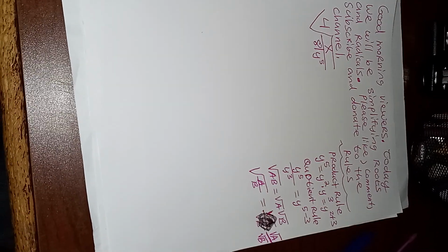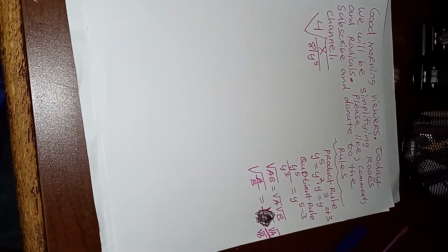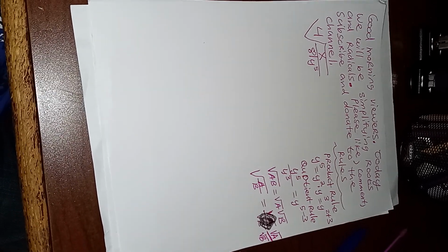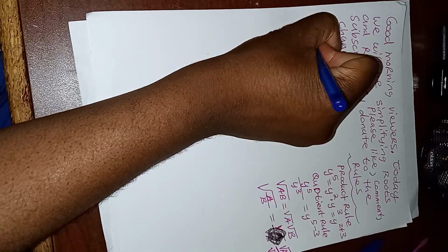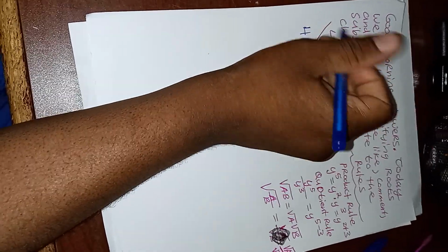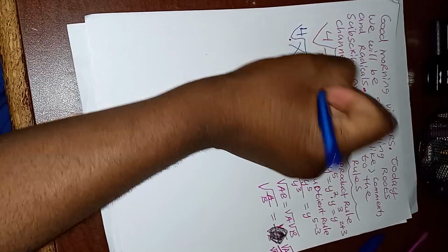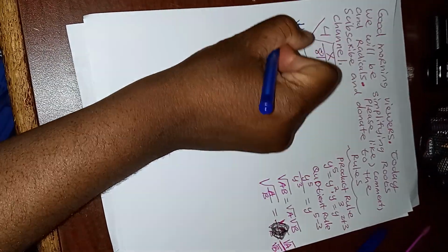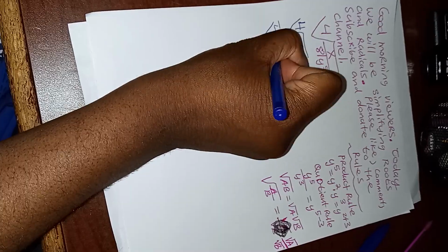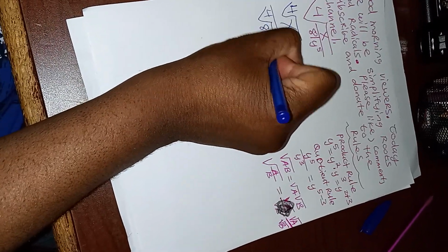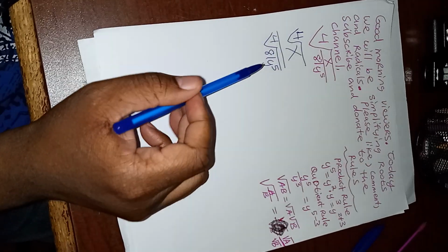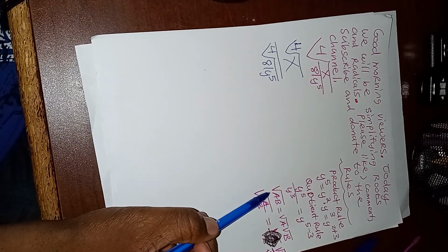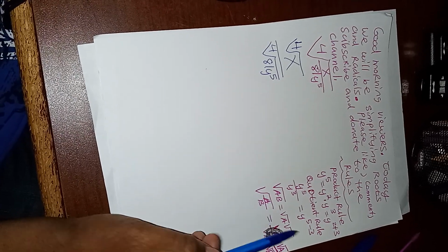So first we want to utilize the rule of square root of A divided by B being equivalent to square root of A divided by square root of B. So we want to say the fourth root of x divided by the fourth root of 81 y to the fifth. In the denominator, this can be split up even further using the square root of AB rule, being the square root of A times square root of B.